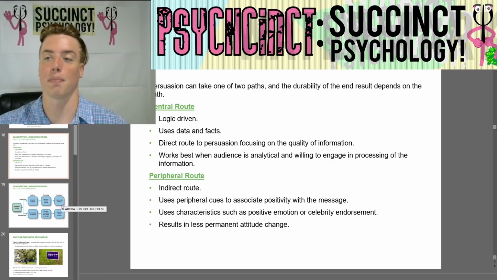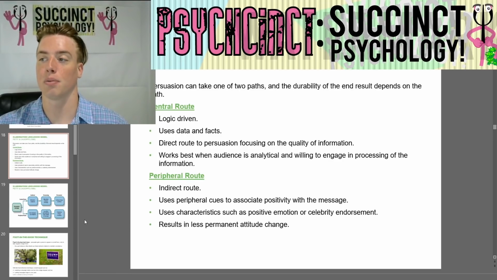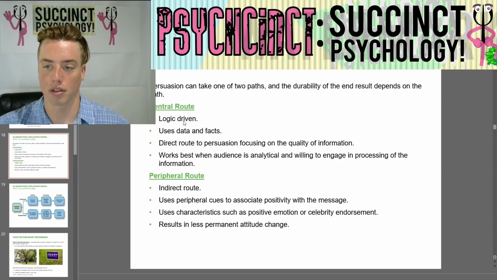Elaboration likelihood model. Petty and Cacioppo, I hope I'm saying that right. 1986, persuasion can take one of two paths, and then the durability of the end result depends on the path. So, central route, logic-driven, uses data and facts. It's a direct route to persuasion, focusing on the quality of information, and it works best when the audience is analytical and willing to engage in processing of the information.